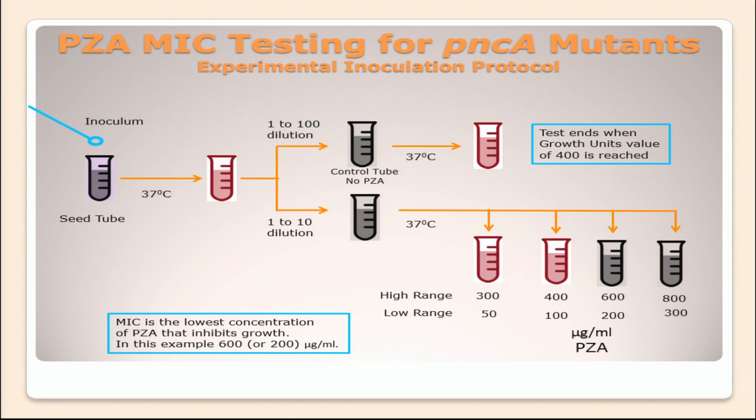So what we did was dilute our no drug control 1 to 100 and our PZA 1 to 10, and we compared that across a subset of strains and saw that it was reproducible, and we used this test moving forward in our phase 1 assay.